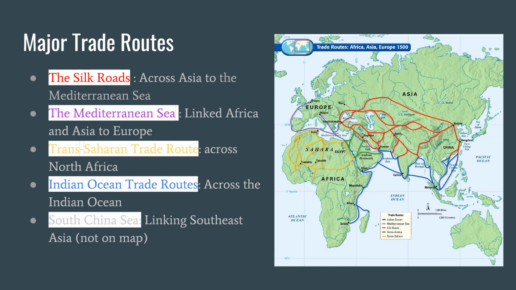And then you have Indian Ocean trade routes that went across the Indian Ocean, connecting again Africa, Southwest Asia, or the Middle East, and Europe. And then finally the South China Sea, which linked Southeast Asia.